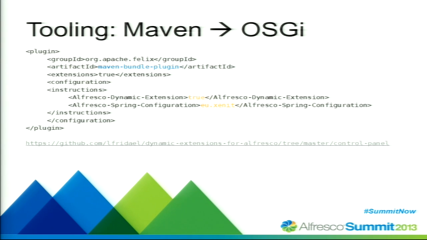So if some of you are really die-hard Maven fans, have no fear. As dynamic extensions are OSGi bundles, you can fall back to the Felix plugin, which allows Maven to build OSGi bundles, which boils down to creating a jar file and filling up this manifest file. The only thing that Maven will not do for you is deploy your extension once the jar file is built to a running Alfresco. So once the jar file is built, go to the control panel, the dynamic extension dashboard, and upload your extension.